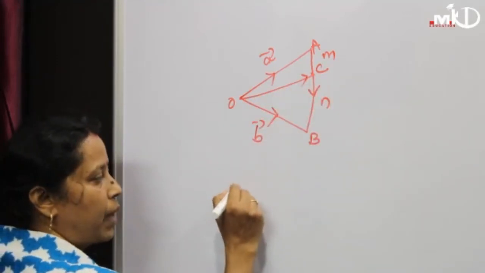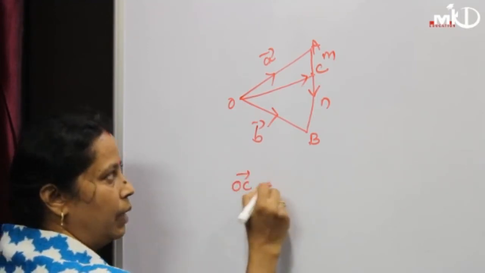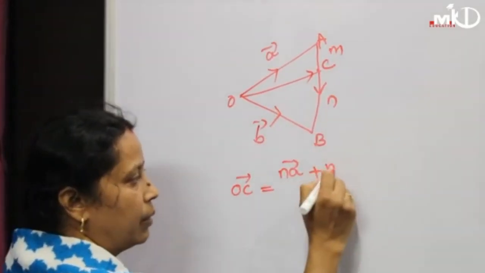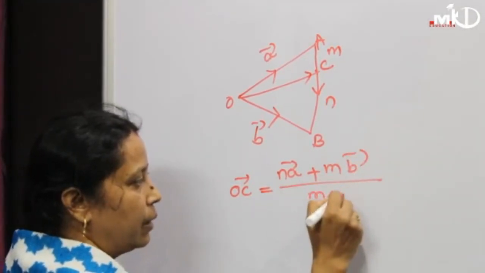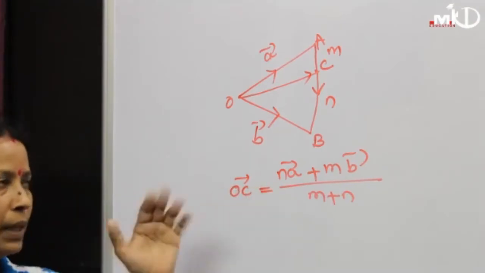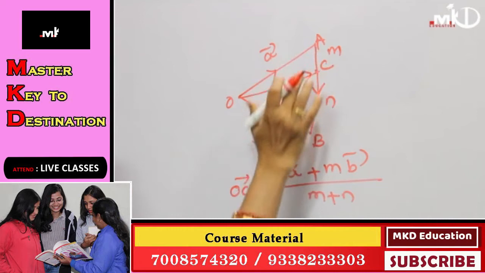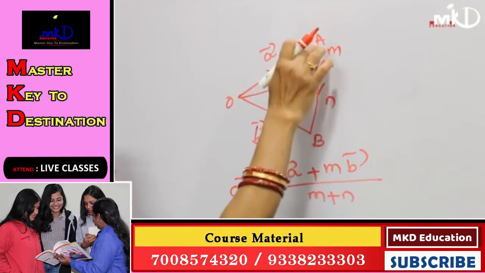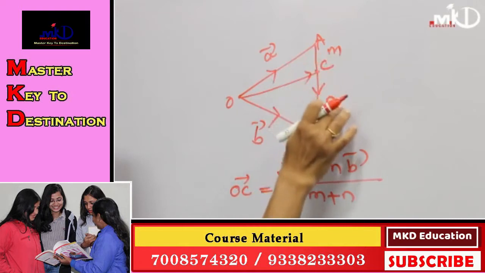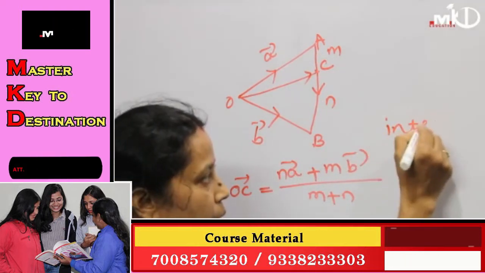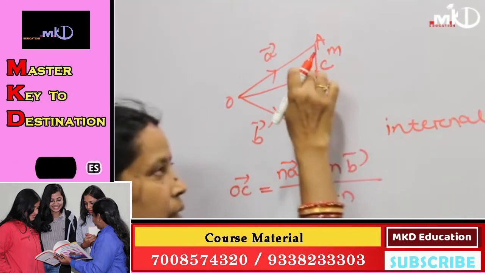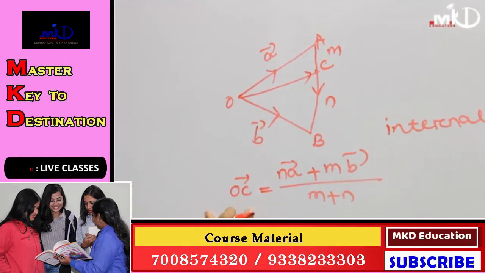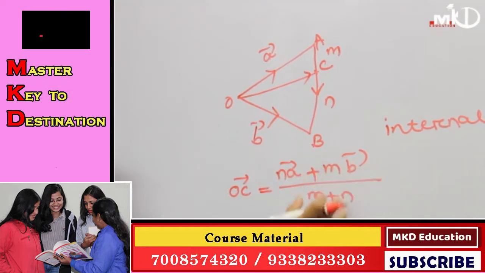If we find OC, the position vector of C, it is equal to N A bar plus M B bar by M plus N. It is called the internal division ratio because the division is internal, that means C lies between A and B. Whenever C divides the vector AB internally in the ratio M is to N, we use this formula: the position vector of C is equal to N A bar plus M B bar by M plus N.